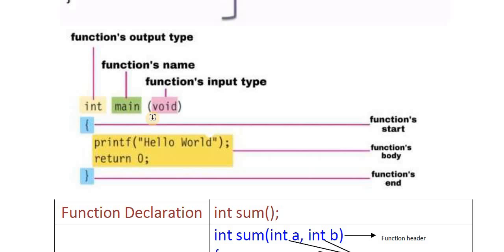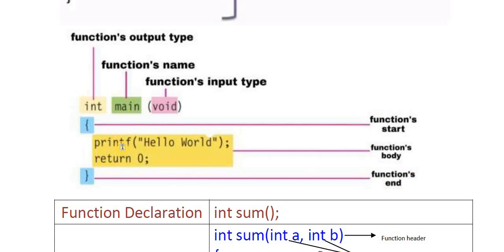So here once again, the general syntax of a function is given. Integer, main, void. So what is integer? Integer is the function data type or return type or output type. Then main is the function name, and inside, void means this is the function's input type. This is called a parameter. Then opening flower bracket, closing flower bracket. Opening flower bracket means the function's body starts, and closing flower bracket means the function's body ends.